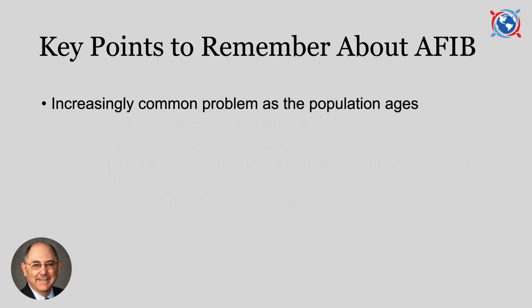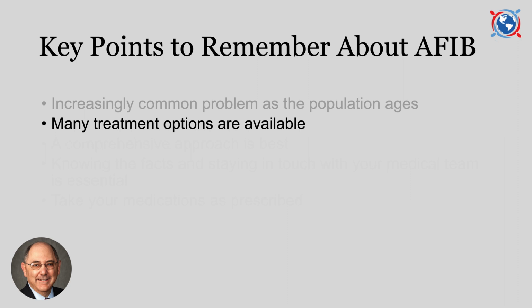So let's sum up what we talked about today. What are the key points to remember about AFib? I pointed out that it is an increasingly common problem because it's seen more frequently in patients who are older. And since our population is aging, we're seeing more and more patients with atrial fibrillation. Fortunately, many treatments are available.